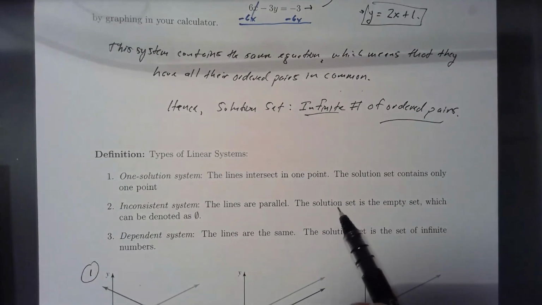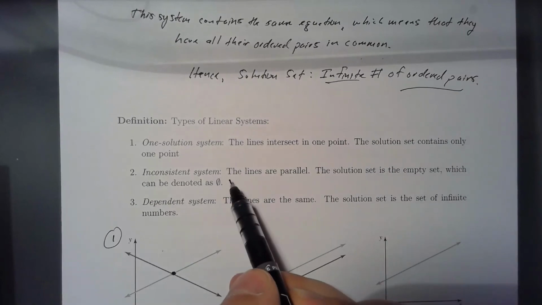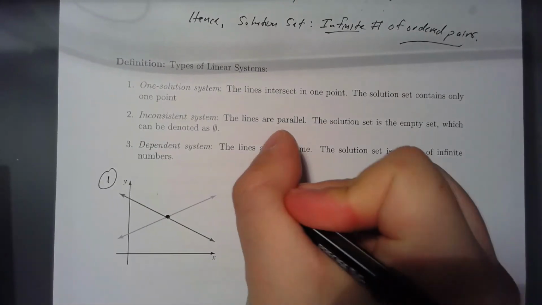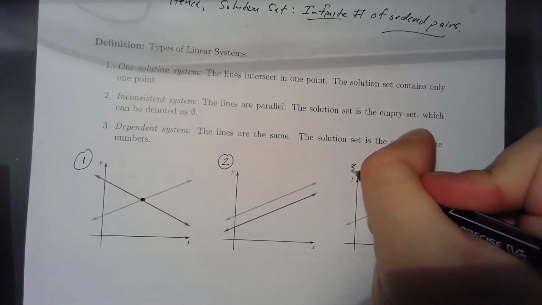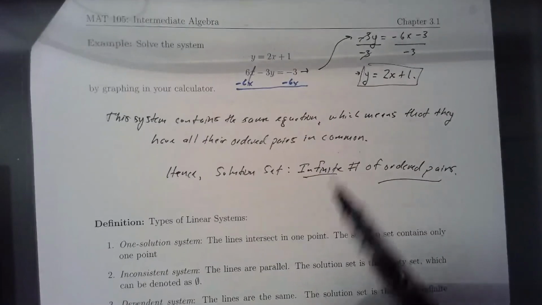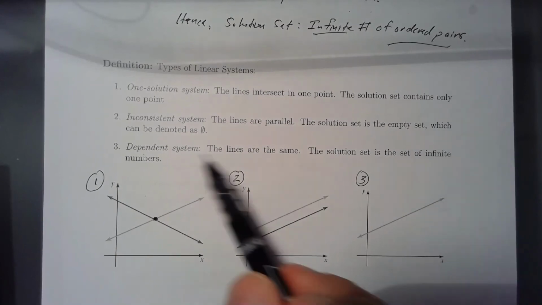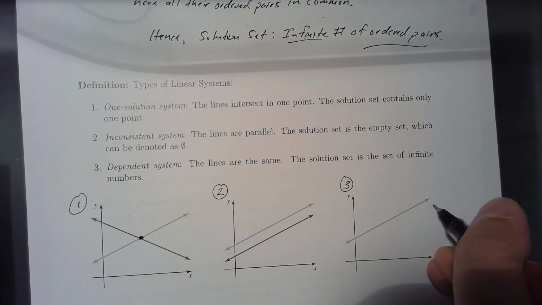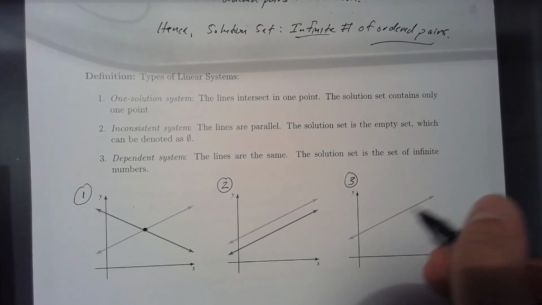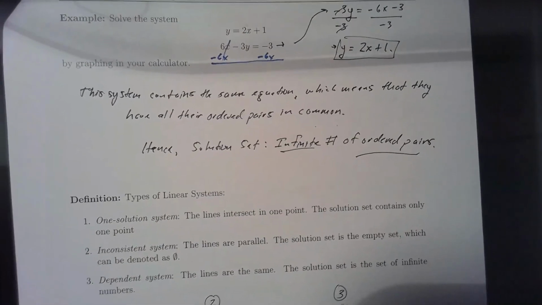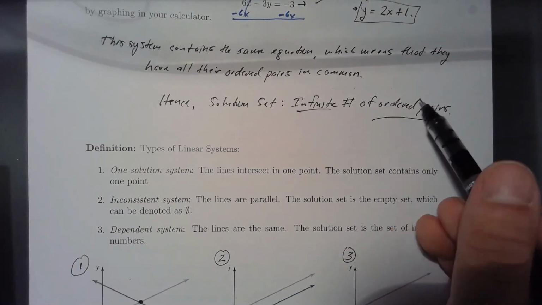The lines are parallel. The solution set is the empty set, which could be denoted as the zero with a slash through it. I already showed you. And this system right here is a dependent system. So this is number 2, and this is number 3. This is a dependent system where the lines are the same. So this equation was the same in both cases. So the solution set is the set of infinite numbers. In other words, this is actually two lines, but they're the same line. They're superimposed basically. So it's an infinite number of ordered pairs.